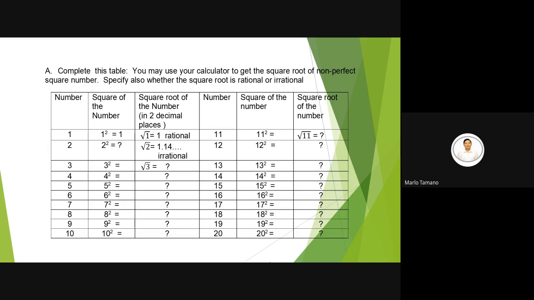Naintindihan? There are irrational numbers between two perfect square numbers. Ibig sabihin, may mga irrational sa pagitan ng dalawang perfect square numbers. Naintindihan? Okay, so let us continue. Hindi na natin i-square root pa yun. Alam natin na irrational po yung square root of 11, square root of 12, square root of 13, square root of 14, square root of 15.